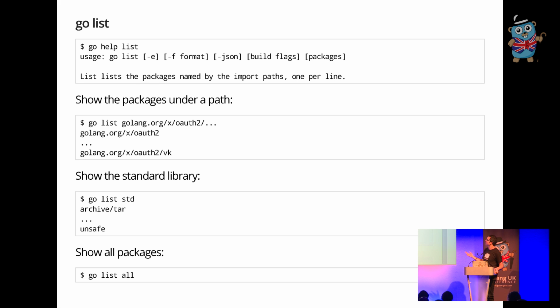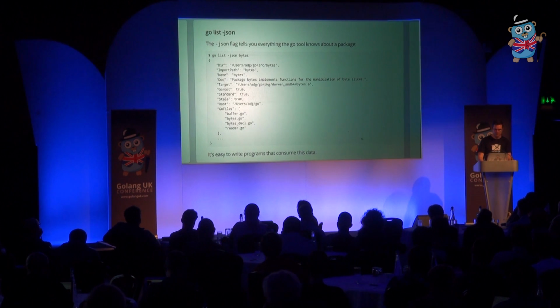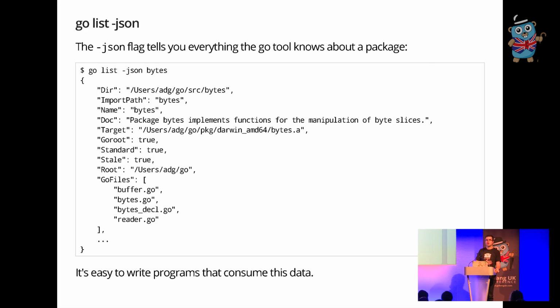So if you say GoList bytes, it will just print bytes. If you say GoList with a wildcard, it will print all of the packages that match that wildcard. And there are some keywords like GoList std, which shows the standard library, or GoList all, which will show you all packages. And GoList has some interesting flags. It has a JSON flag, which will just dump out everything that the Go tool knows about that package. So there's tons of information in there.